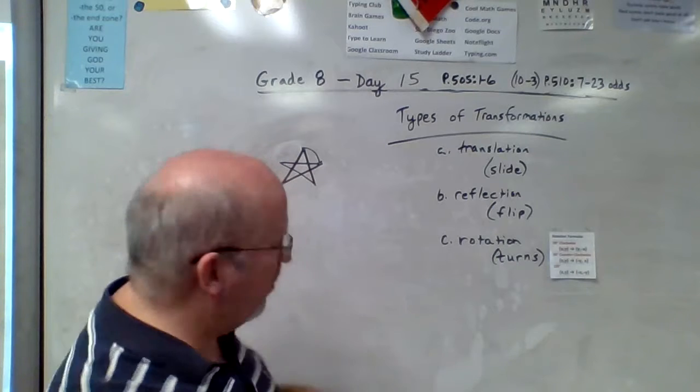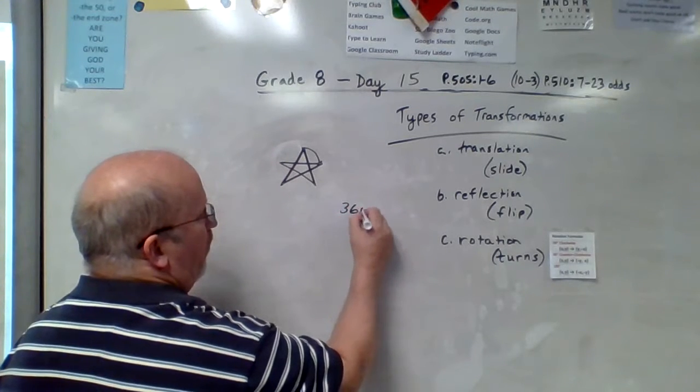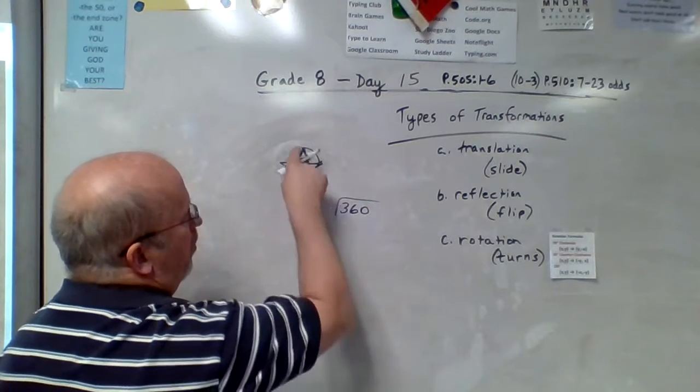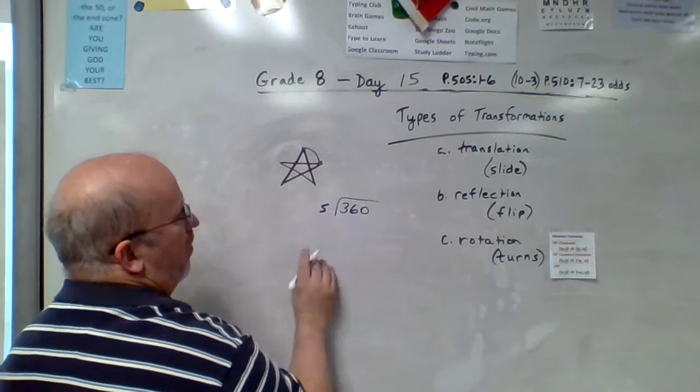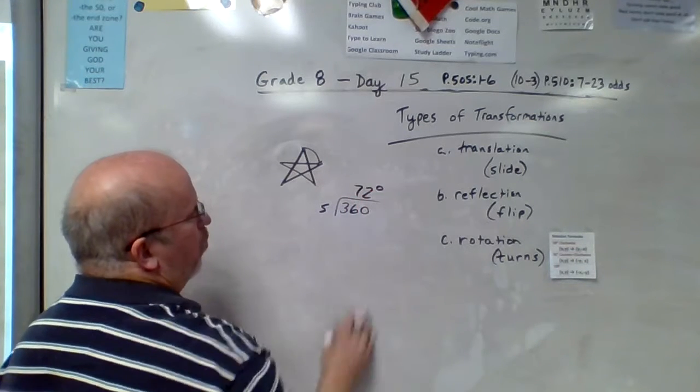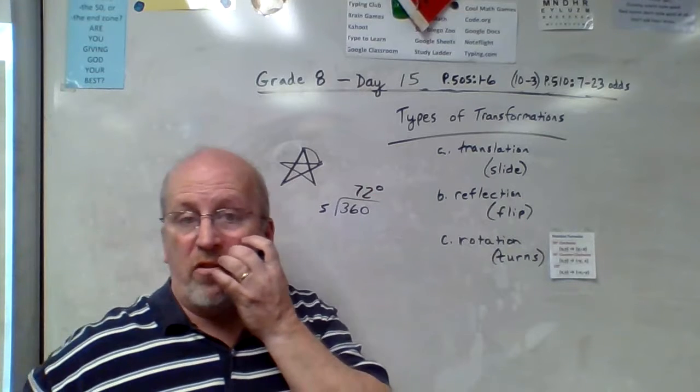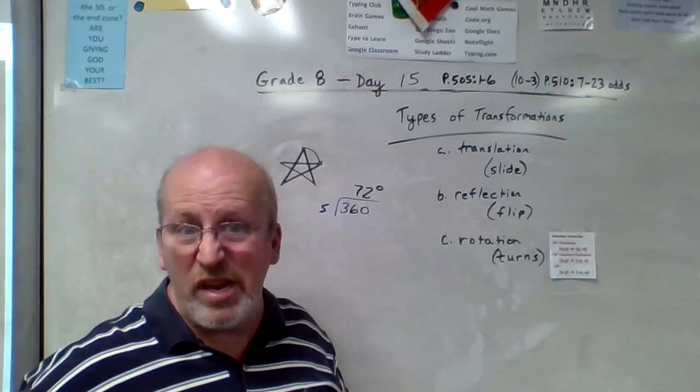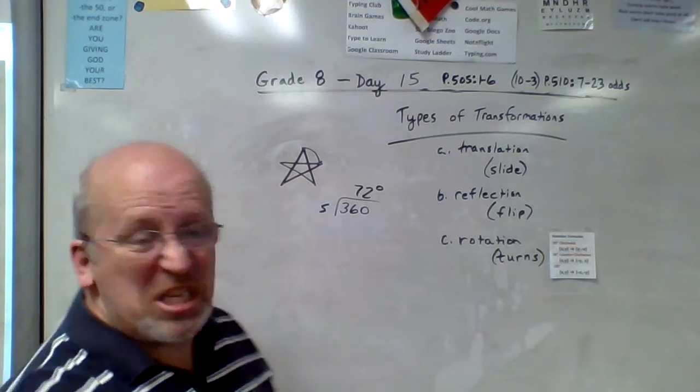How far did I rotate it? Well, we know that a full circle is 360 degrees. We know that this has 5 points. If I divide 5 into 360, I'd have to rotate that star 72 degrees to get it to look the same.